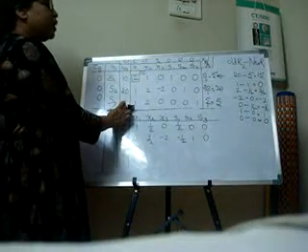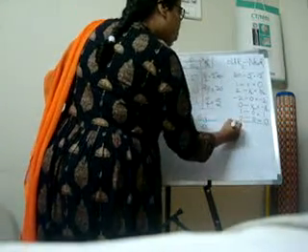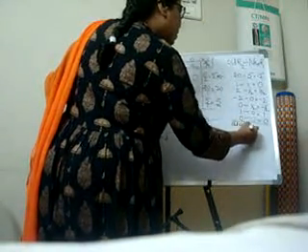Now this also we have to convert into 0. So how do we do that? That we'll do old R3 minus new R1.